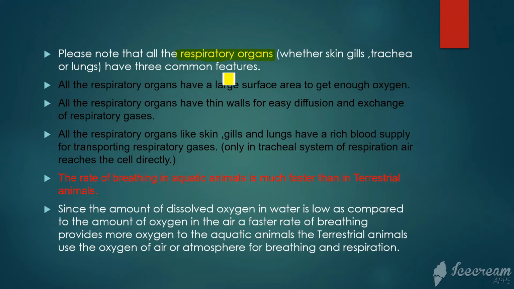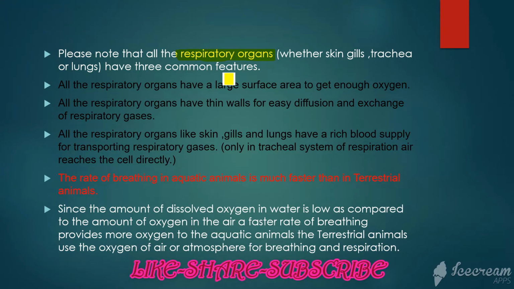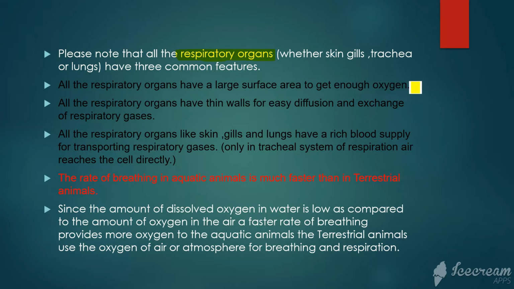There are three common features in all types of respiratory organs, whether it be skin or gills or trachea or lungs. All the respiratory organs have a large surface area to get enough oxygen.